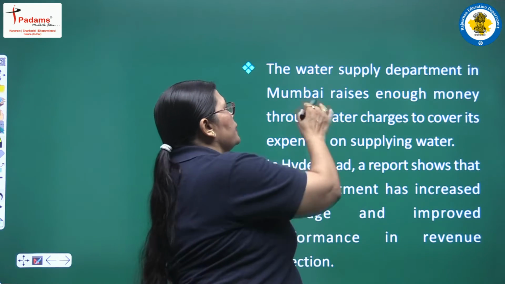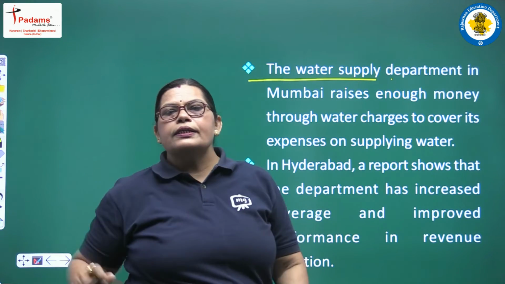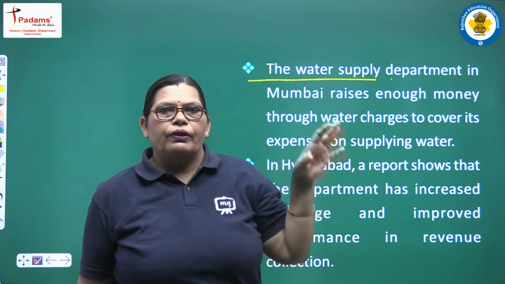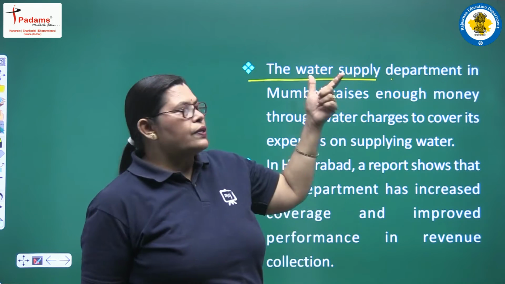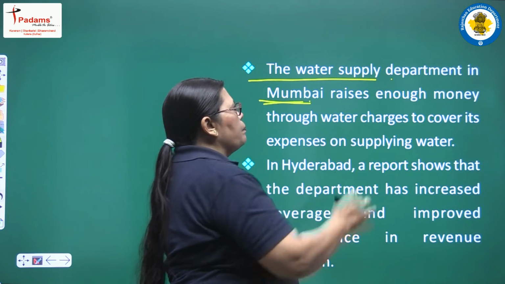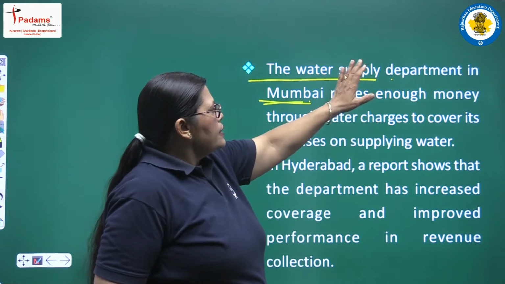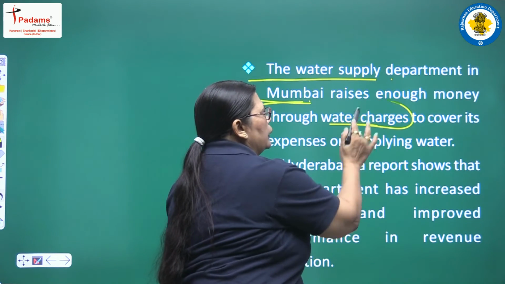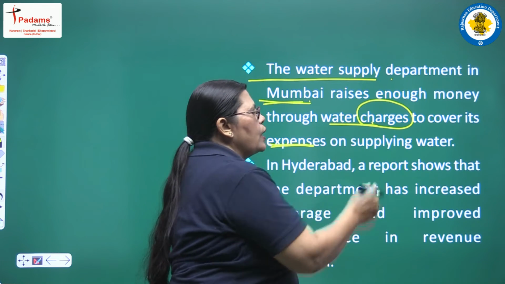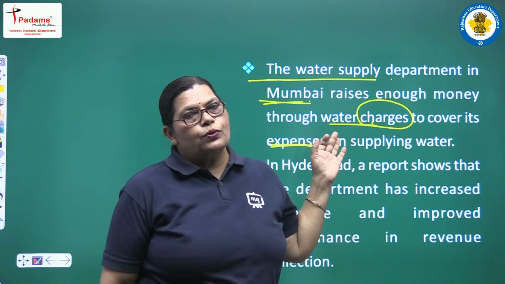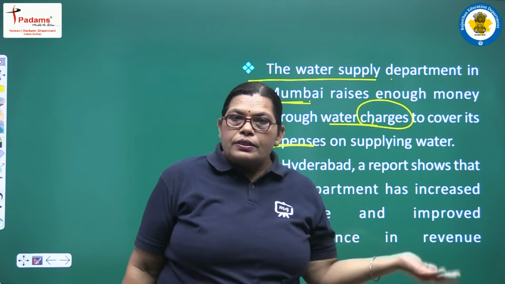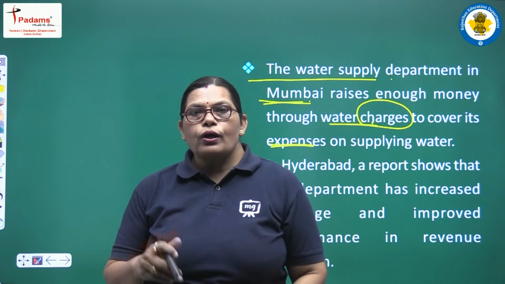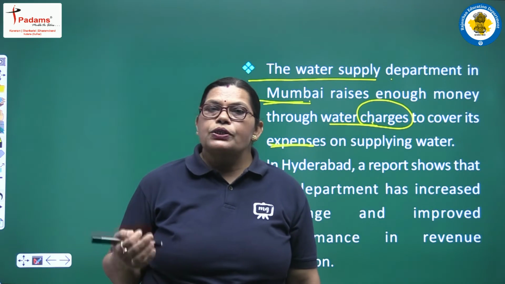When we are considering all these things, the water supply department in Mumbai, you see the situation here, we are considering Chennai as well as Mumbai's water supply situation. Mumbai raises enough money through water charges to cover its expenses on supplying water. It means in Mumbai it is so difficult for the slum area people to survive. Why is it difficult, students? Because the prices are so high.